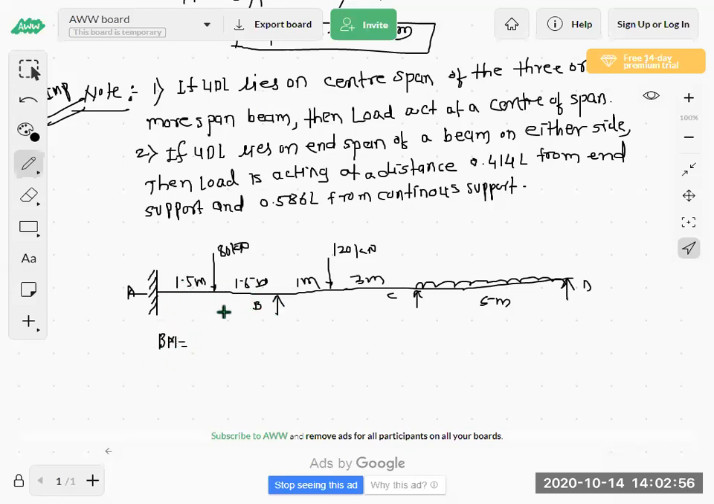See, we have to calculate the elastic bending moment for this AB span. So for the elastic bending moment, we have to consider this span as simply supported, and a central point load is there, 80 kN. The distance is 1.5. Now what is the elastic bending moment if the simply supported beam has a central point load?